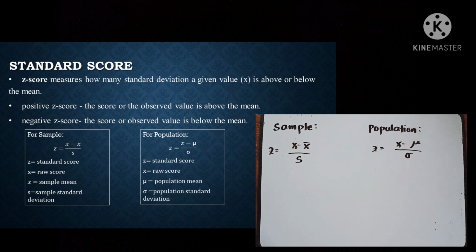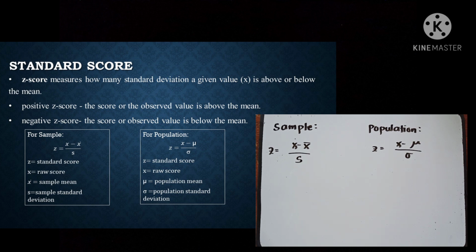So, we have positive z-score and negative z-score. When we say positive z-score, the observed value is above the mean. While the negative z-score, the observed value is below the mean. For us to find the z-score, we have these formulas, for the sample, and we also have the formula for the population.